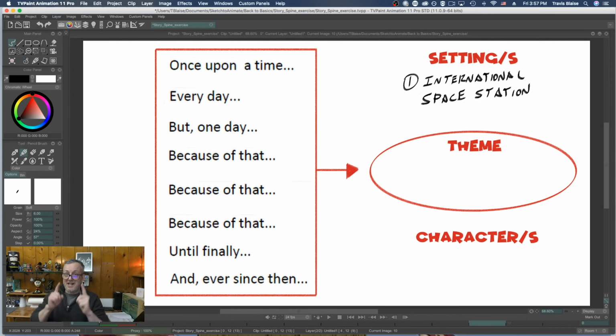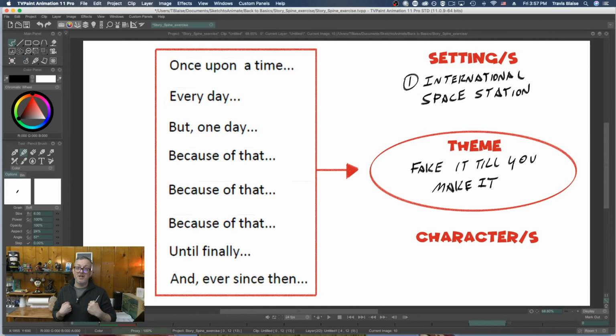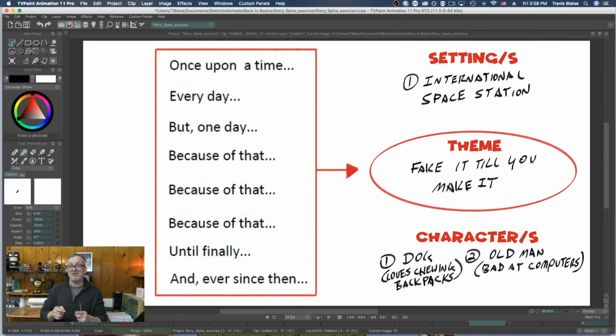Theme, I think fake it till you make it. And then character, maybe we can try two characters. How about the dog and the old man? The old man who's bad at computers and the dog who loves to chew on backpacks. Okay, I think we already have a story.